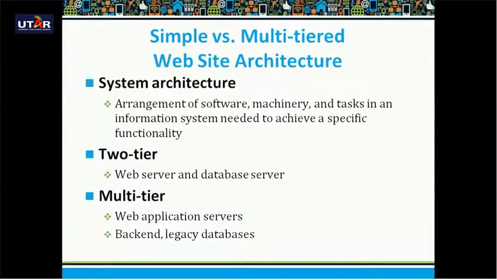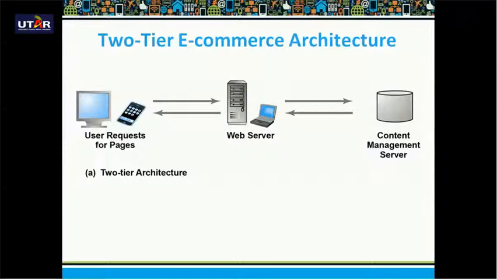The next slide looks more in depth at e-commerce architectures, or multi-tier website architectures. System architecture is the arrangement of software, machinery, and tasks in an information system needed to achieve a specific function. Two-tier architectures are supported with a web server and a database server. Multi-tier architectures have more, such as a web application server and a backend legacy database.